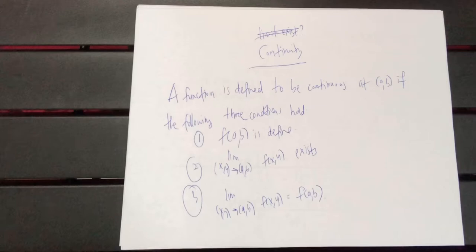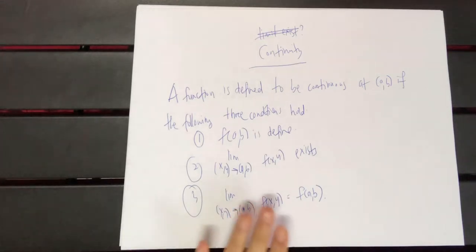Okay, so this is the definition of the meaning of continuity. It's the same as in the slide, I think. I'll just repeat it again here. It's about a function, not a limit. A function is defined to be continuous at a point (a, b). (a, b) can be any point, like (1, 2) or (0, 0), depending on the equation, if the following three conditions hold.